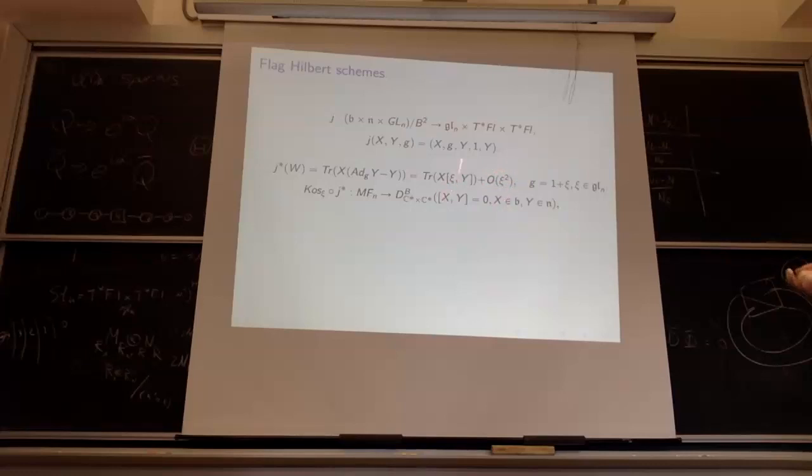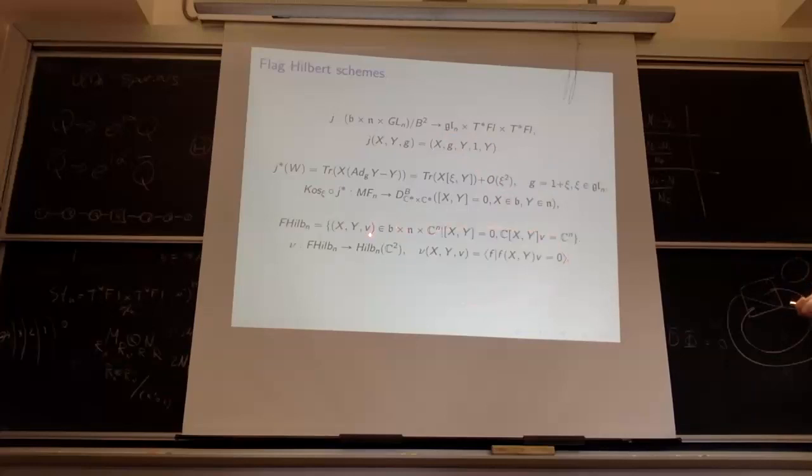Now we can apply our Koszul duality. This is linear in X_i. Now we get a condition: if you take the derivative of this potential with respect to X_i, you get exactly the condition that the two matrices X and Y commute. And actually, these two matrices are upper triangular. That's how you get the flag Hilbert scheme.